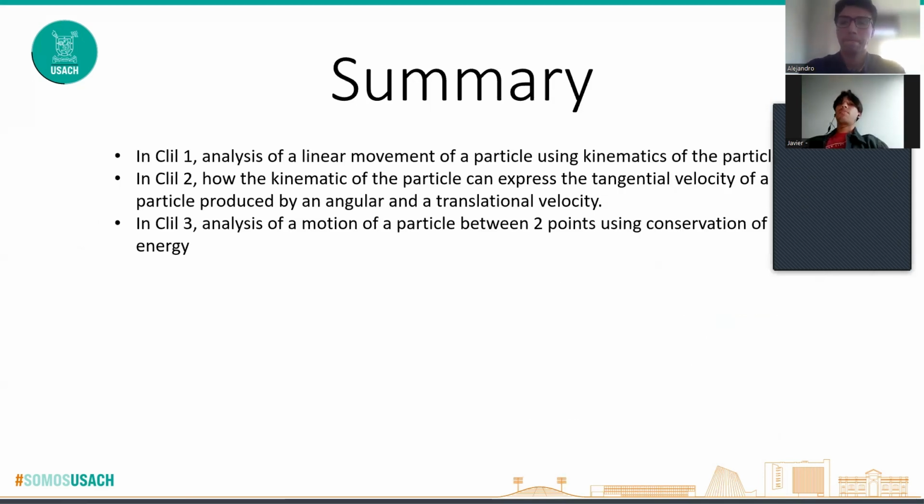In summary, we have in Clip 1 the analysis of a linear movement of a particle using kinematics of the particle. In Clip 2, we have the kinematics of a particle expressed as a tangential velocity of a particle produced by an angular and a translational velocity. In Clip 3, we have the analysis of the motion of a particle between 2 points using conservation of energy.